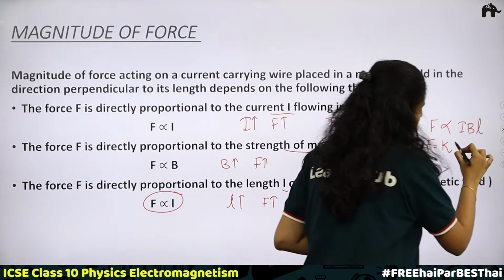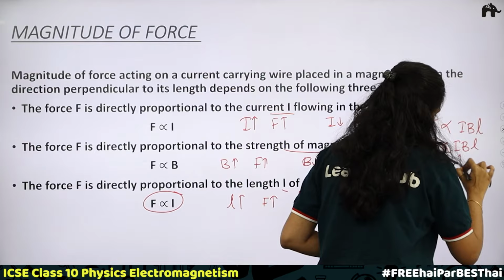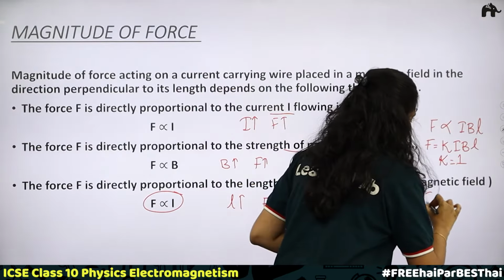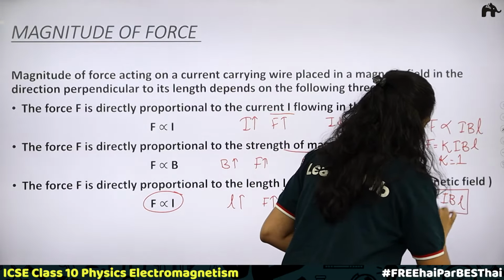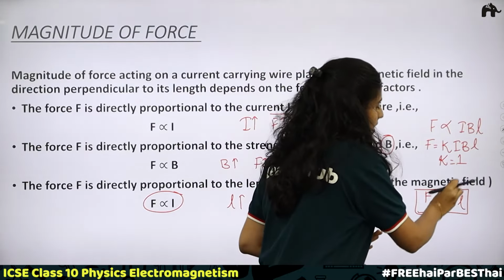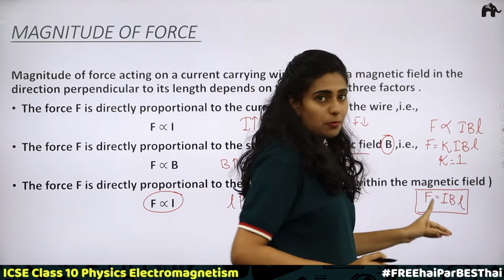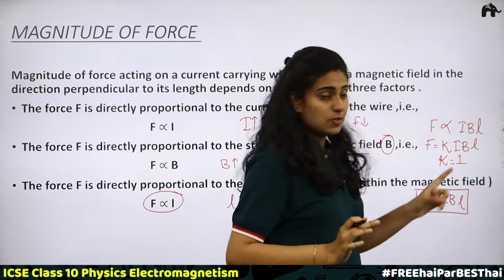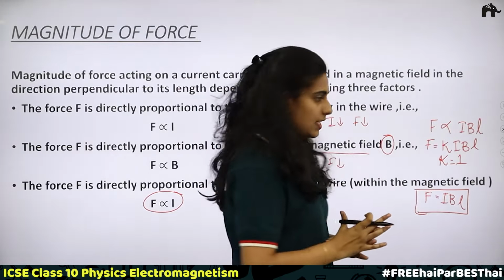F is equal to KIBL. If you take this constant K as 1, in that case, you will get force is equal to IBL. Important condition is current and magnetic field should be perpendicular to each other. The force that we obtain will be perpendicular to both current and magnetic field, which means there is a theta dependence. Angle dependence will also be there.